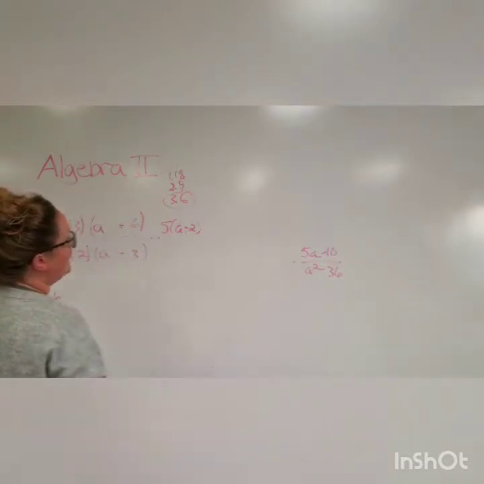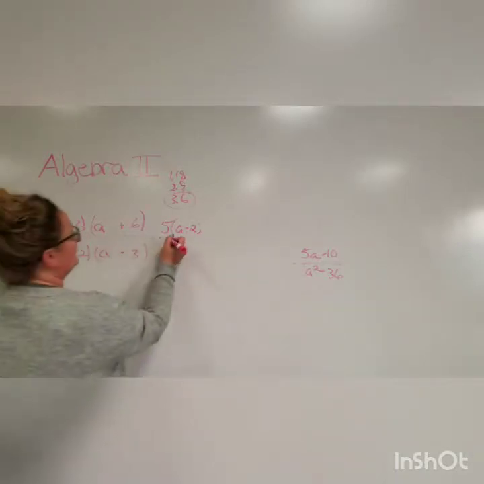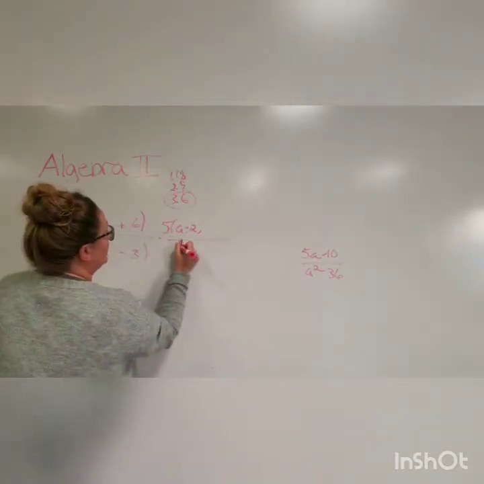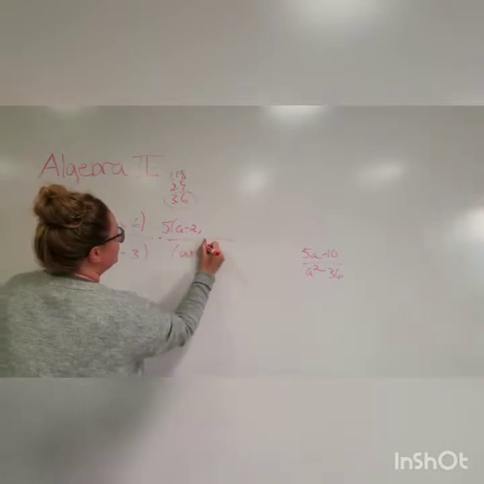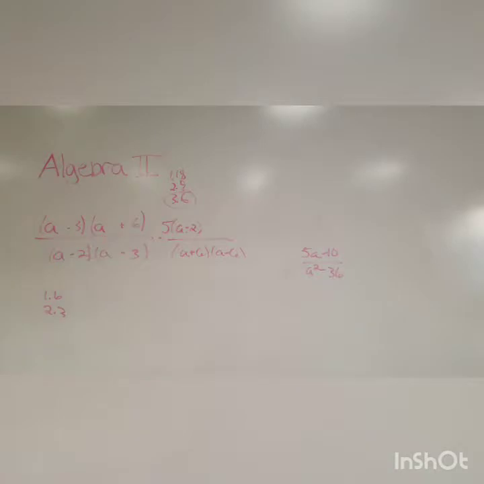On bottom, you have a squared minus 36. So that's another one of the difference of 2 squares, right? So the square root of a squared is a, and the square root of 36 is 6, and that's going to factor to two binomials, a plus 6 and a minus 6.